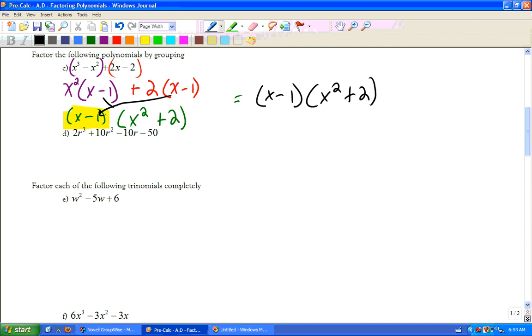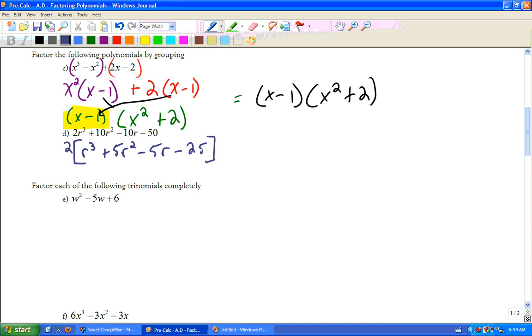Let's take a look at our next example. This one's a little bit trickier, and not just because of a simple step: there's a greatest common factor between every term. Between 2, 10, negative 10, and negative 50, there's a greatest common factor of 2. So we're going to pull that out before the problem even begins. 2 times r cubed plus 5r squared minus 5r minus 25.